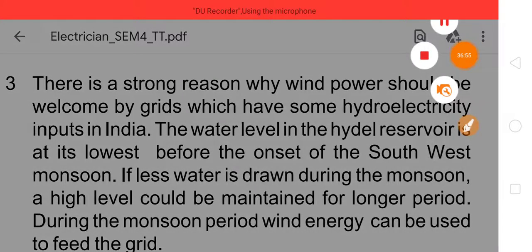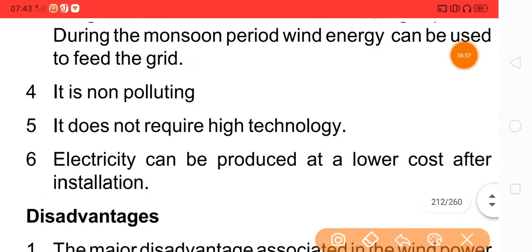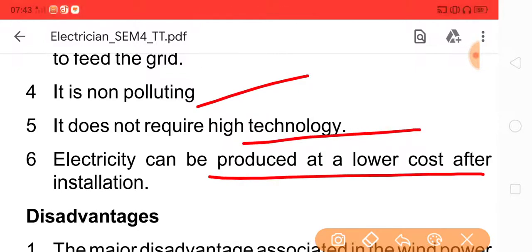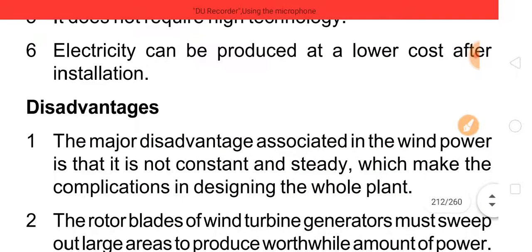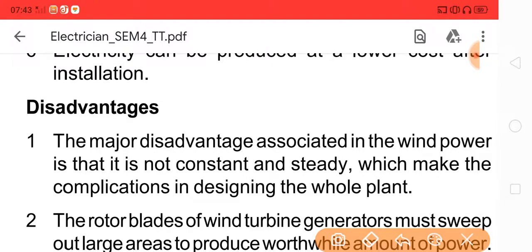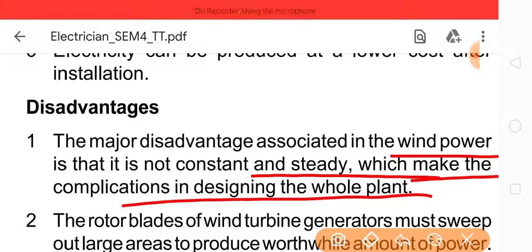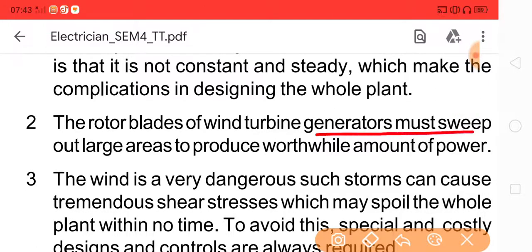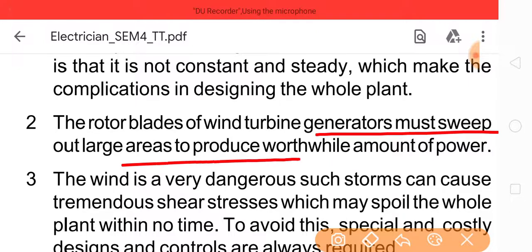It is non-polluting. It does not require high technology. Electricity can be produced at a lower cost after installation. Disadvantages: the major disadvantage associated with wind power is that it is not constant and steady, which complicates designing the whole plant. And the rotor blades of a wind turbine generator must sweep out a large area to produce a worthwhile amount of power.